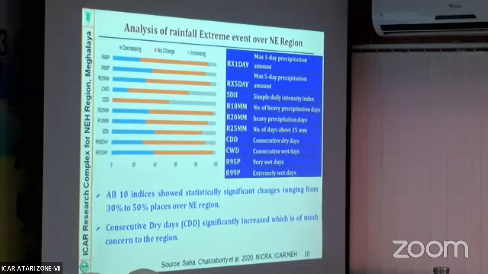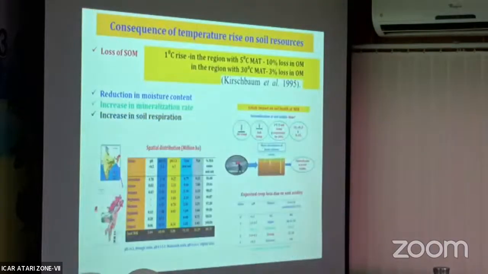Then consecutive dry days are a matter of concern. Consecutive dry days significantly increased, which is of much concern to the region so far as agriculture is concerned. In the graph you can see that at more than 50% of places it is increasing. Then I will show what the consequences of this climate change are on agriculture. First, temperature: if the maximum temperature continues to increase, what will happen?